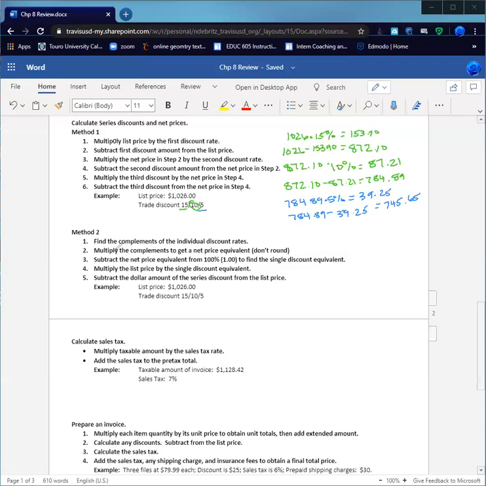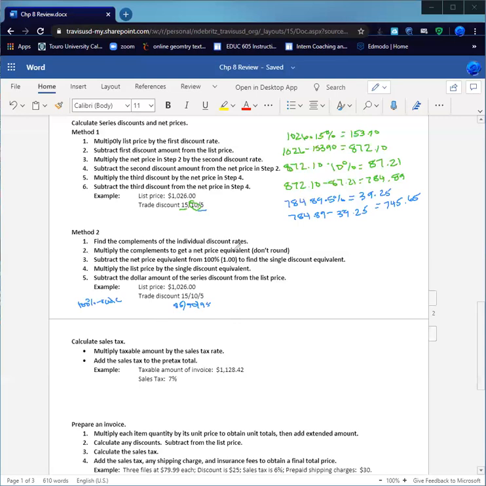Okay, there's a second method. To do the second method, you find the complements of the individual discount rates. Remember, the complement is 100% minus each rate. Okay, so 100 minus 15 is going to give you 85. 100 minus 10 is going to give you 90, and 100 minus 5 is going to give you 95.